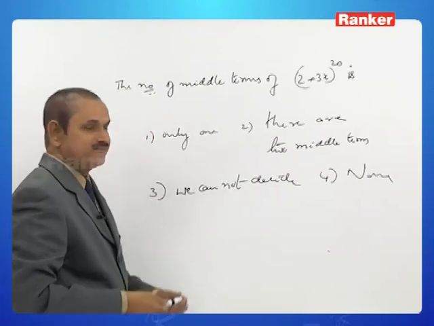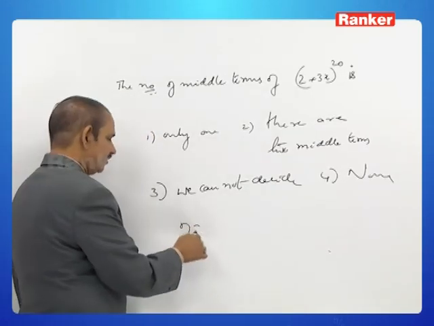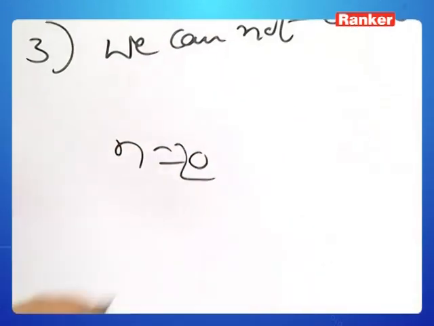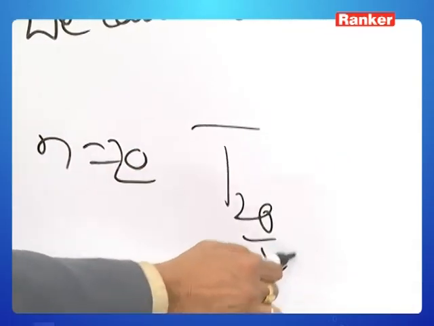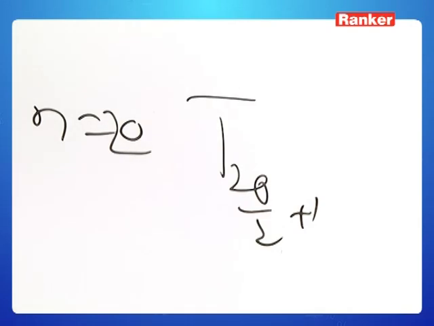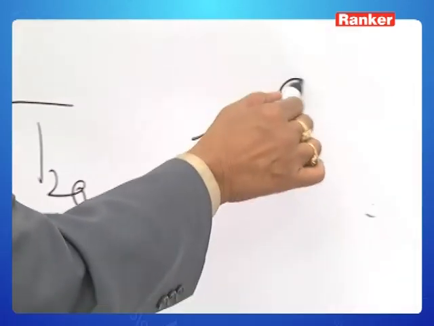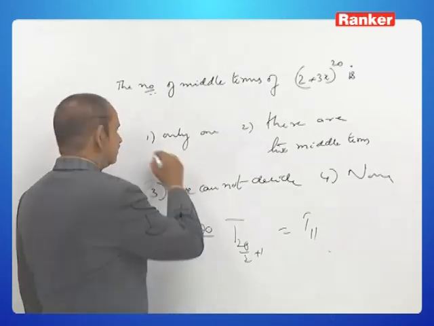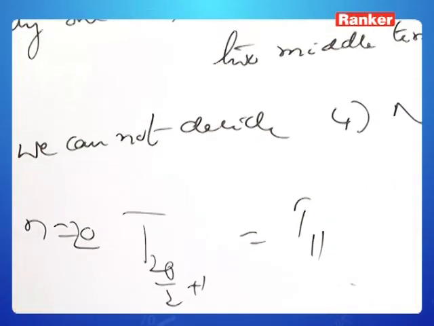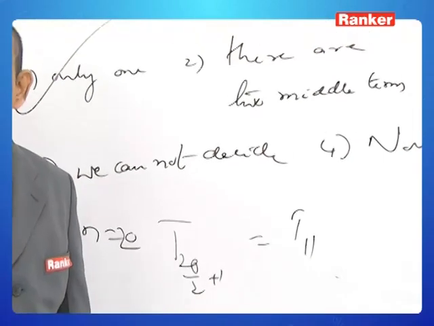Come on dear, what is n here? 20. Is it even or odd? It is even. So there is one and only one middle term, and that middle term is given by 20 by 2 is 10. 10 plus 1 is 11. Hence there is one and only one middle term, namely the 11th term. So what is the right option? First option is the right option.